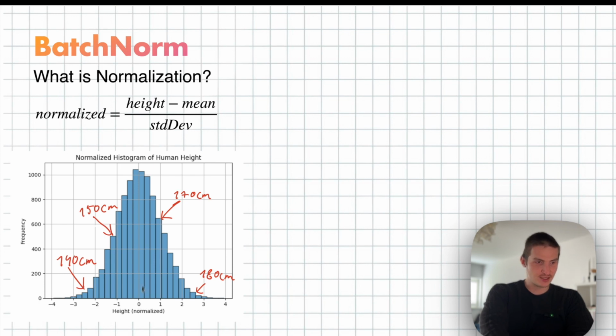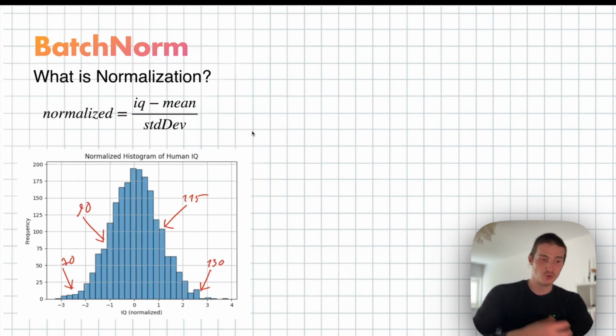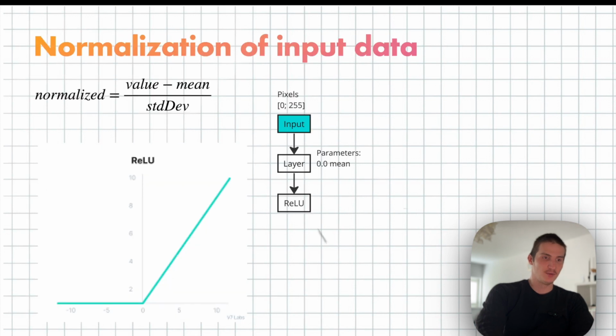So the mean is at 0, the standard deviation is at 1, and we can compare very, very different data sets this way. So we can now compare the histogram of human height to the histogram of human IQ, for example, to answer the question, are you as smart as you are tall? That will be really important for input data for our network.